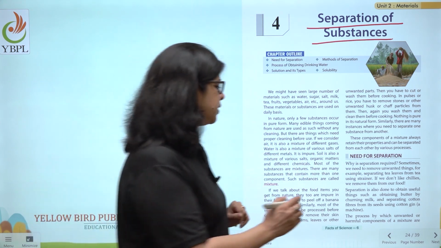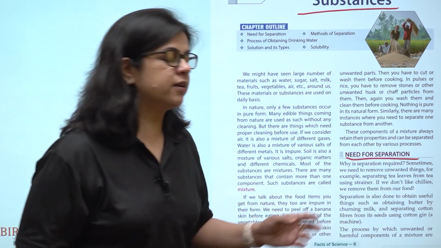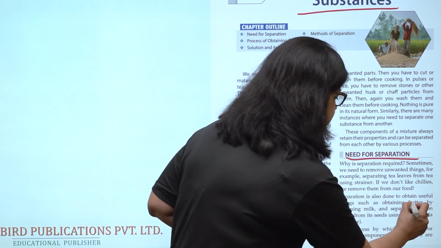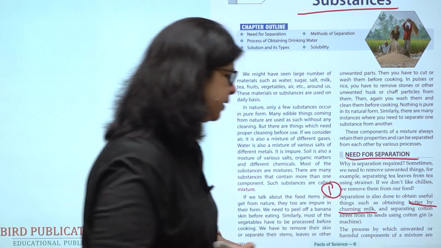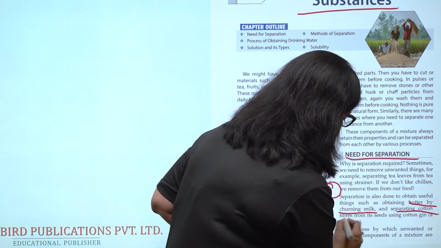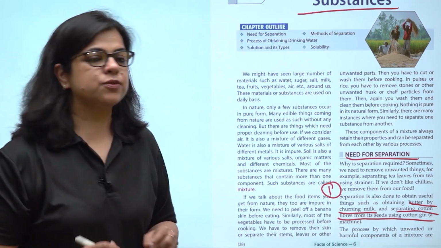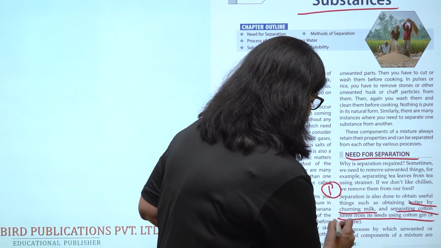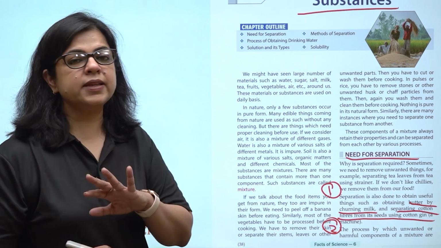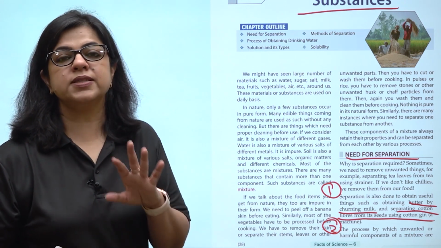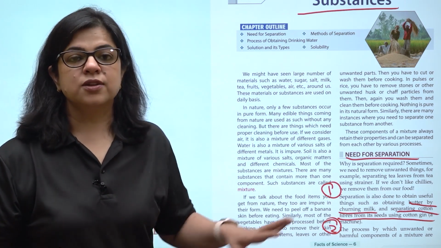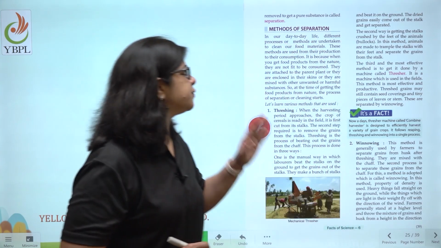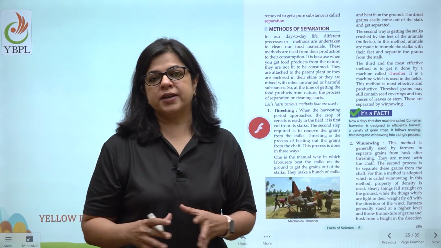What is the need for separation? Separation is done to obtain useful things such as butter by churning milk, and cotton fibers by separating the seeds from the cotton fiber. The process of removing the harmful, unwanted components is also known as separation. So children, the second advantage is that you get useful substances out of separation of different items.